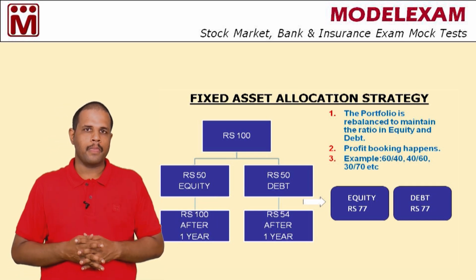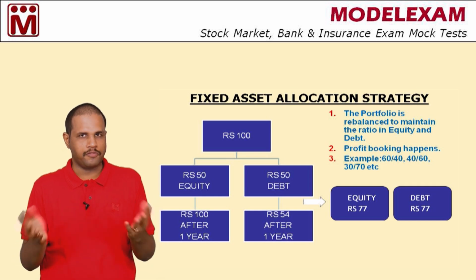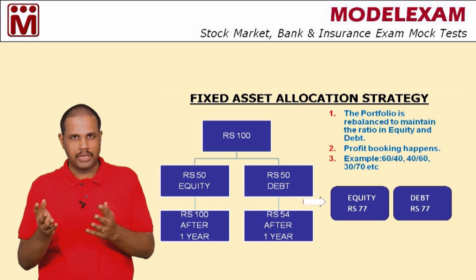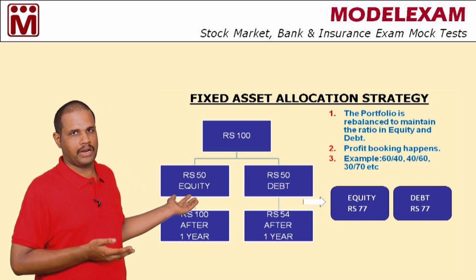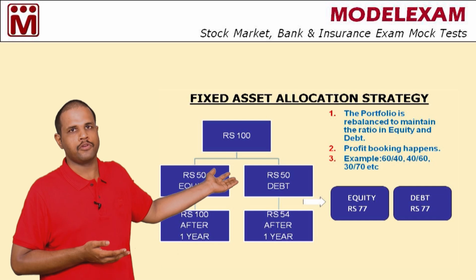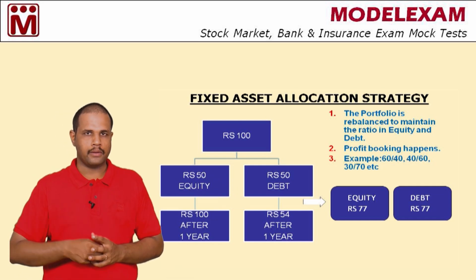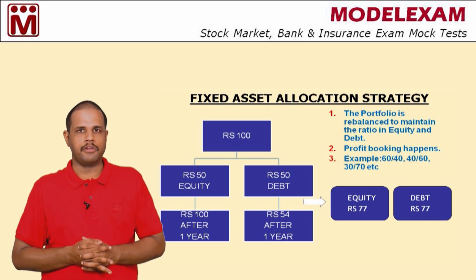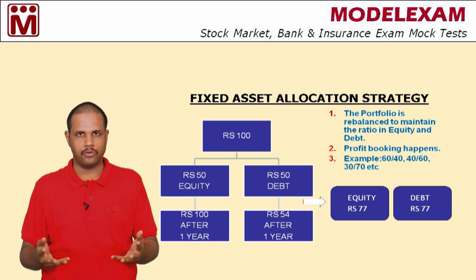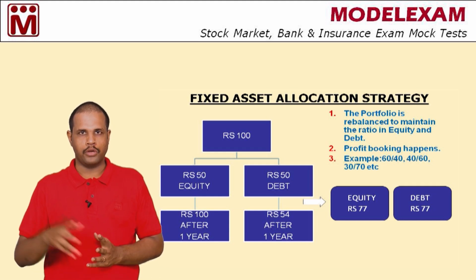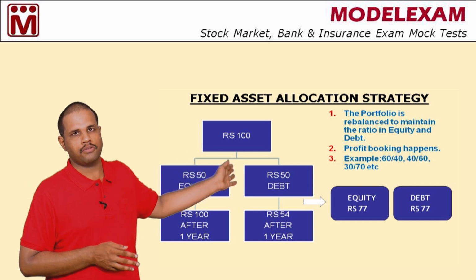But is this the value we started with? No. We started with 50-50. Now is the percentage allocation the same? No, because equity has more. Equity has 100 rupees, whereas debt has only 54 rupees, isn't it? So how to rebalance? How to bring it back? We started with the 50-50 rule. So you add both, the total value is 154, that is my portfolio value, you divide by 2. So equity should have 77 rupees, debt should have 77 rupees.